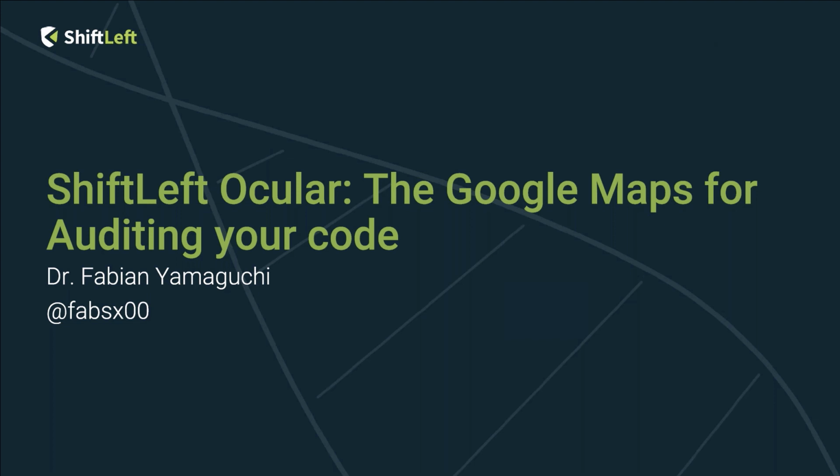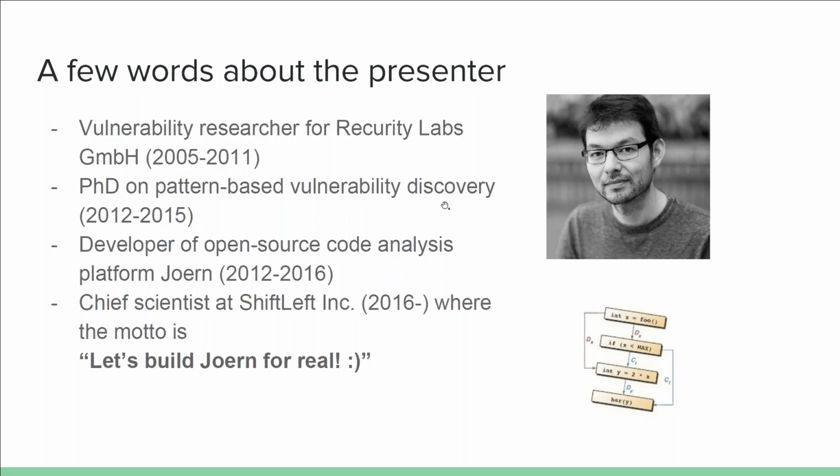My name is Fabian Yamaguchi, and I'm going to be talking about ShiftLeft Ocular today, the Google Maps for auditing your code. So a few words about myself.